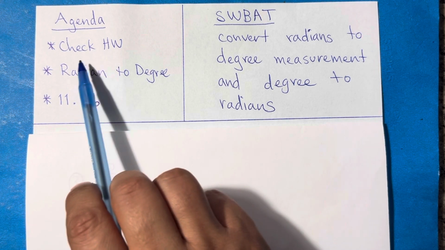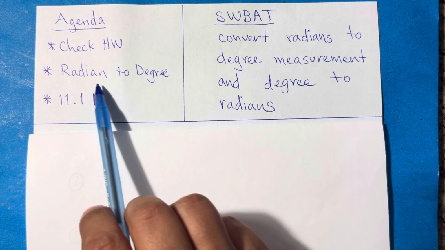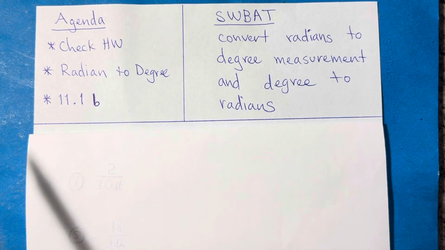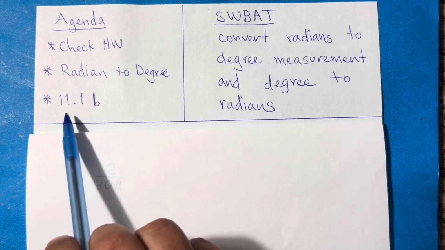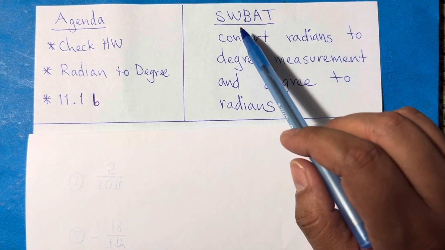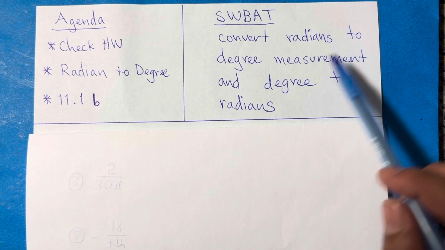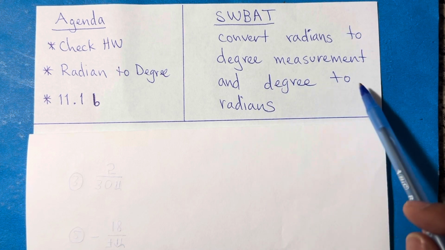Hello students, today's agenda is to check homework. We'll be learning about radians to degrees and degrees to radians, and you will be able to do 11.1b. Today students will be able to convert radians to degree measurement and degrees to radians.